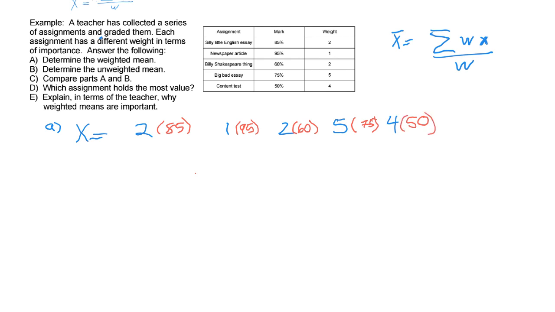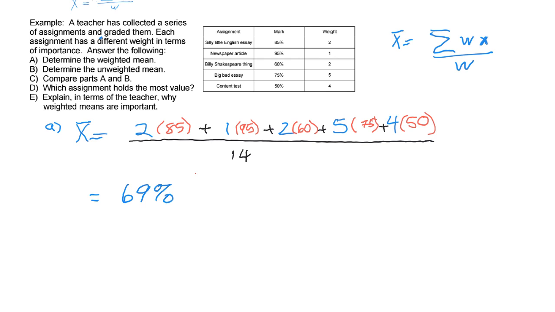What we said here is we take all those weights times the x value, then we add them all together. So let's do that. And then we divide by the total weight. The total weight in this case is 14. When we do our simple math for our mean, notice it has to be x bar still. Your final answer is going to be 69% for your weighted mean.